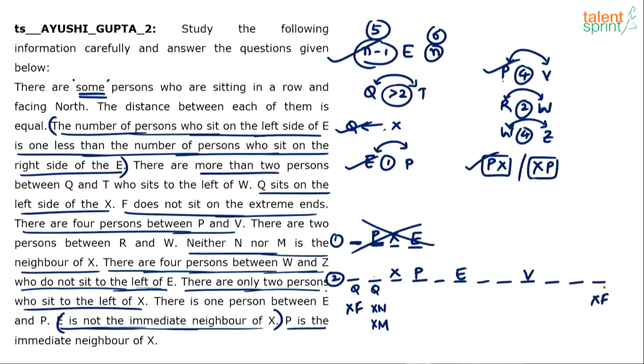So obviously W and Z have to come on the right side of E. There are 4 persons between W and Z who do not sit on the left of E. So they have to come on the right side of E. Right? And W and Z should have 4 persons between them. The total number of positions on the right side of E is 6. So it's obvious that W and Z will take these 2 positions, because then they'll have 1, 2, 3, 4 persons between them. Yes or no? So either W or Z here and Z or W here. In between they'll have 4 positions. I think that's what we can consider and proceed.